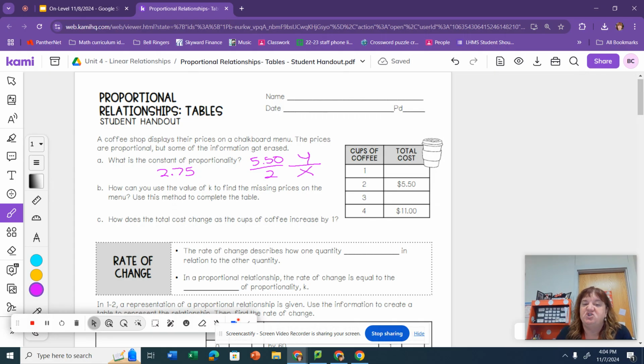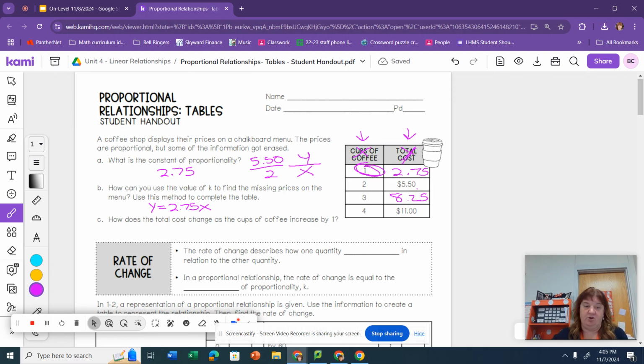How can you use the value K to find the missing prices? Well, what we do is we just multiply. So 1 times the value of K. Remember, it's now y equals 275x. So this is x, this is y. So 1 times 275 is 275. 2 times 275 is 550. 3 times 275 is 825. Remember, this is the independent, this is the dependent. This number depends on what's happening with this number, okay?